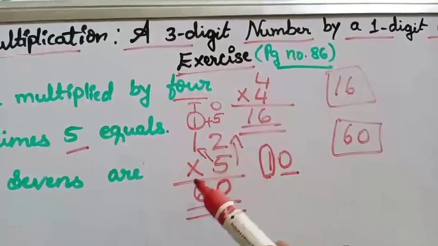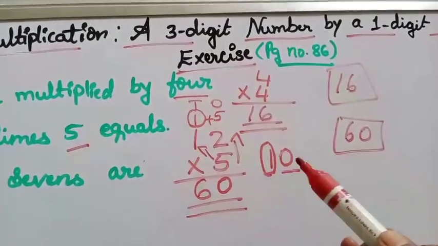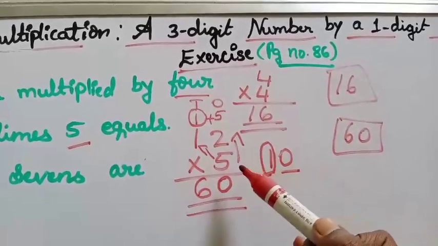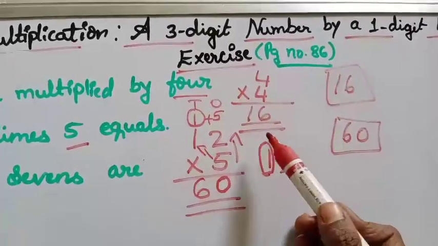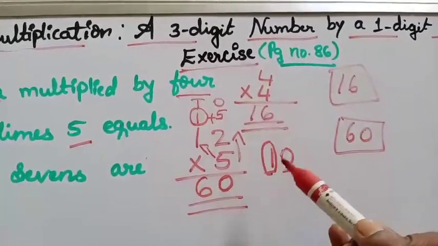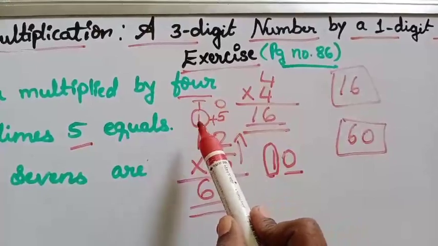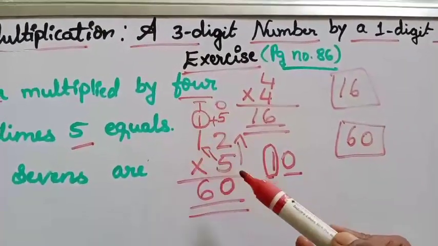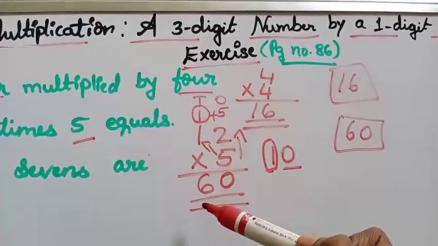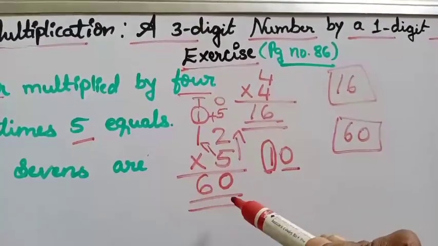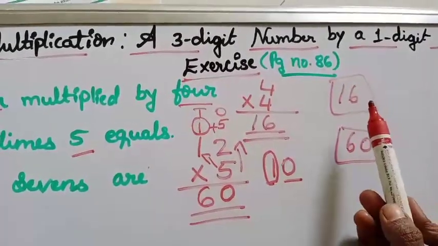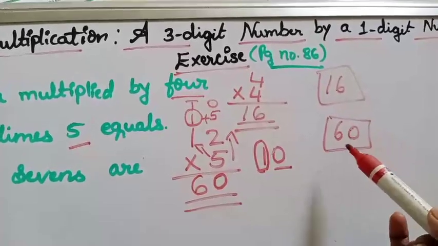So 12 into 5. 5 2's are 10. We have to write at the side. The first digit underline right here. The next one, circle the digit that is in the 10's place, and that number we have to write in this circle. Okay. Then cross multiplication. 5 1's are 5. Then 5 plus 1 is 6. That we have to write in the 10's place. The total answer is 60. Is it clear? Yes. The first answer is 16 and the second answer is 60.